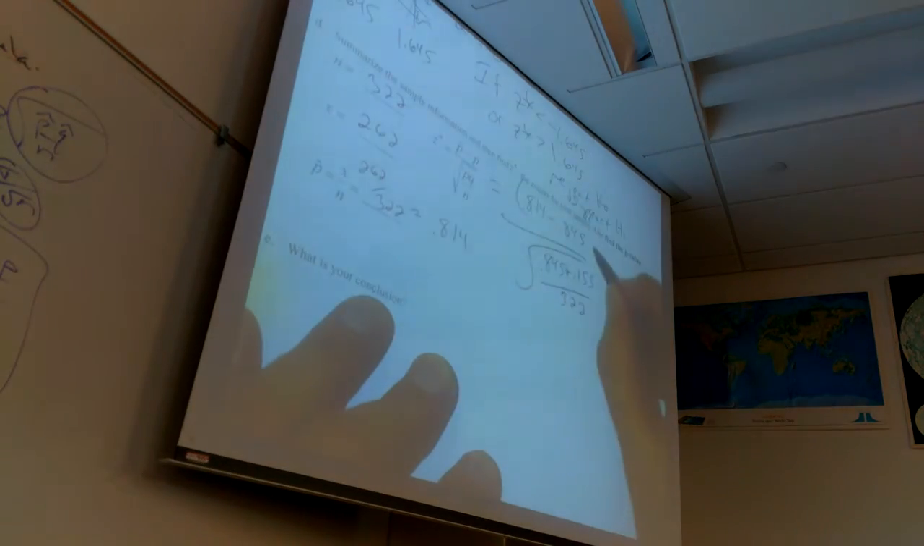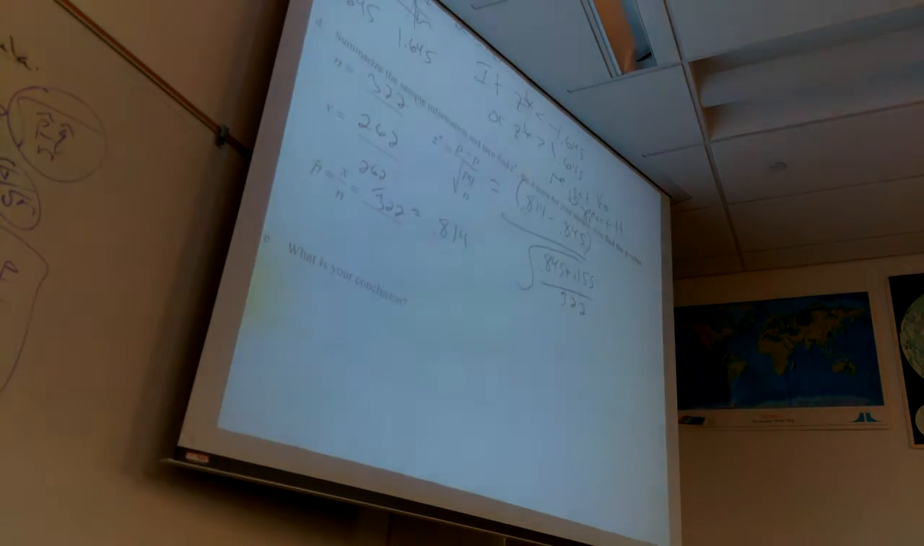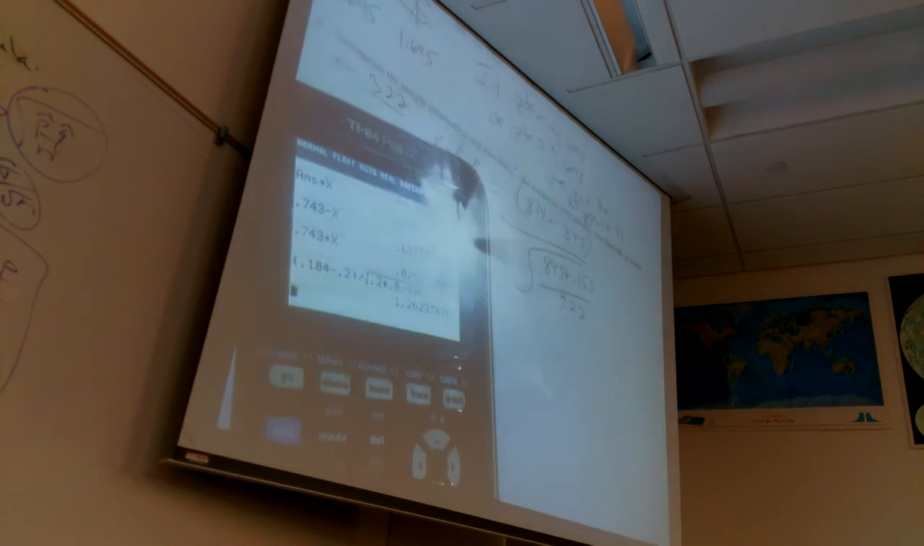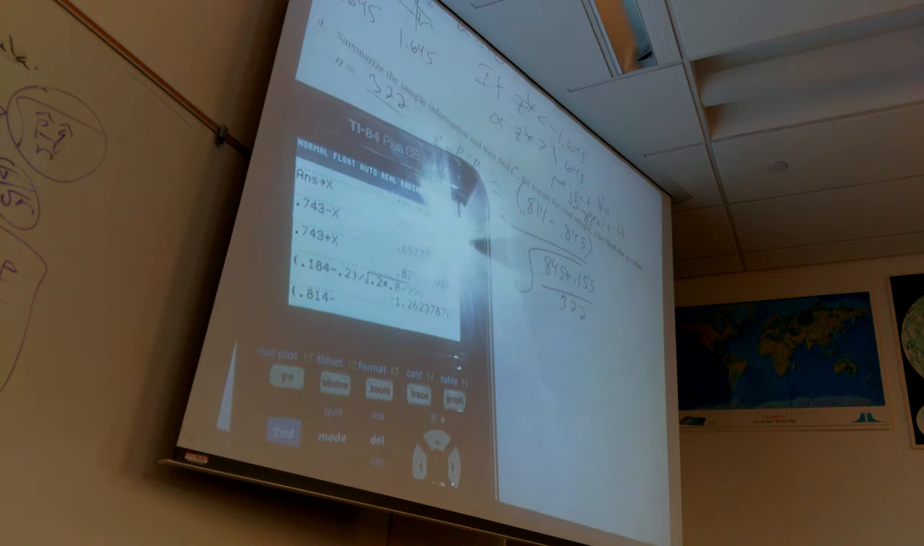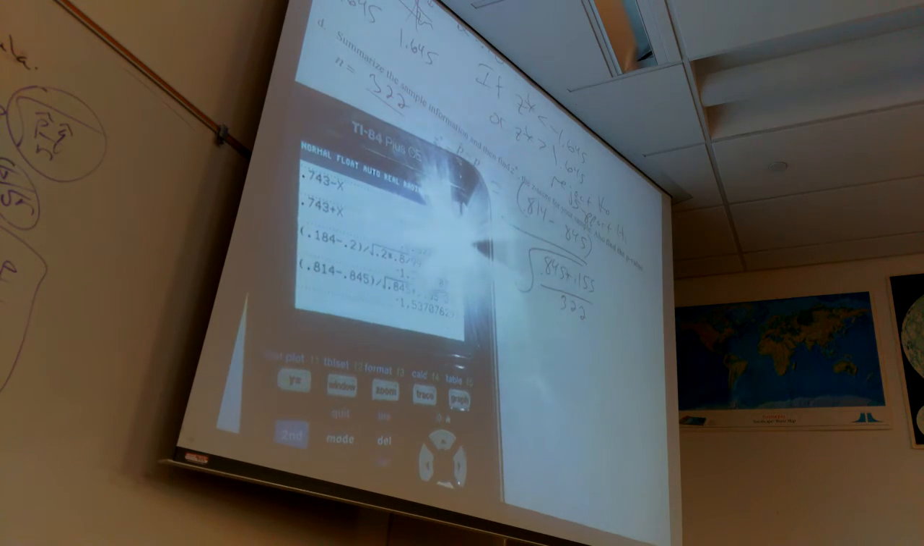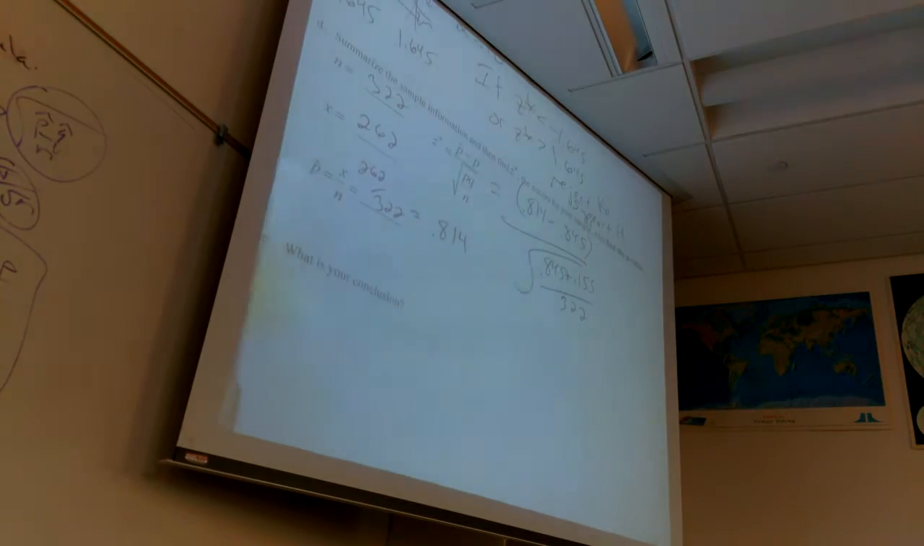If you put all this in your calculator, you better put the top in parentheses, because your calculator does not have eyeballs. Thankfully, that'd be freaky. I'd feel bad putting it in my backpack if I get staples on it and some eyeballs and stuff. You don't want to anger your calculator.